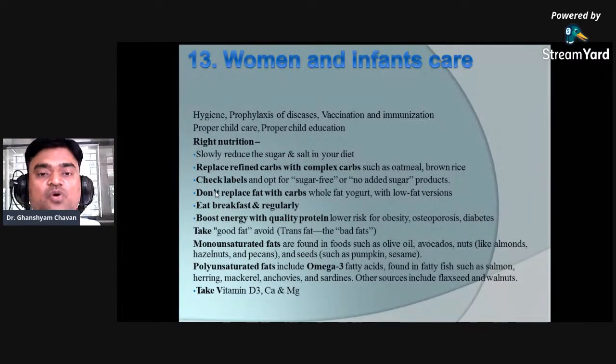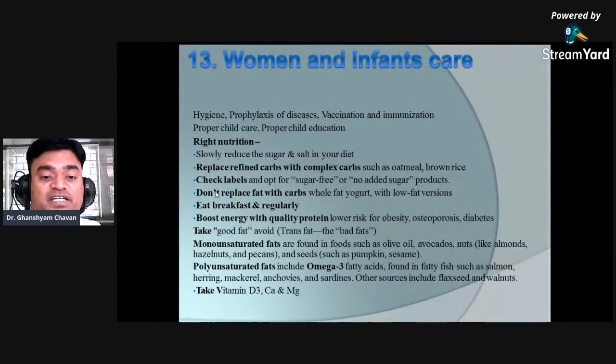Polyunsaturated fats include omega-3 fatty acids found in fish like salmon, herring, mackerel, anchovies, and sardines. So these are the various types of fish which contain omega-3 fatty acids. Also oils like olive oil contain these omega-3 fatty acids. We must include this in our food. Other sources include flaxseed and walnuts. Walnuts contain a maximum quantity of omega-3 fatty acids. So we must include walnuts in our diet.